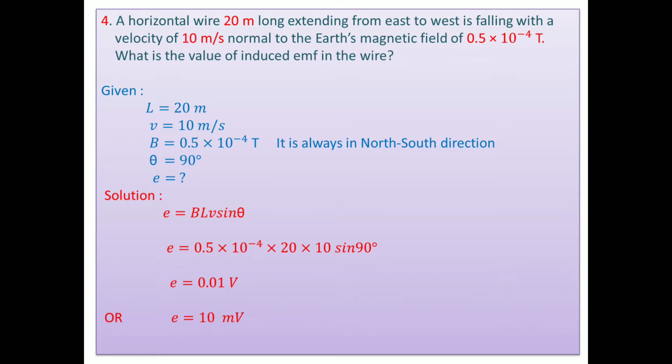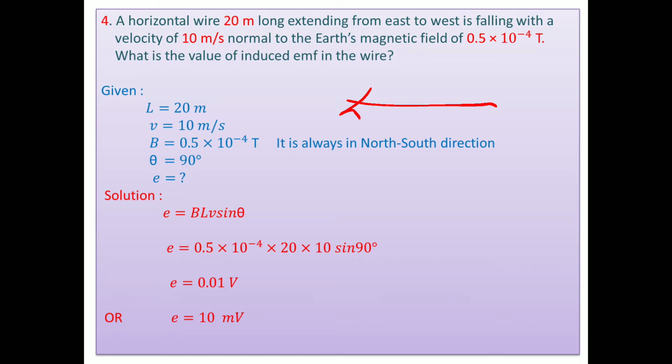According to your book, a horizontal wire 20 meter long extending from east to west, in this direction, and falling with velocity 10 meter per second normal to the Earth's magnetic field. The Earth's magnetic field is from south to north, and we consider it horizontal, and this 20 meter rod is falling through the Earth's magnetic field. What will be the induced EMF?